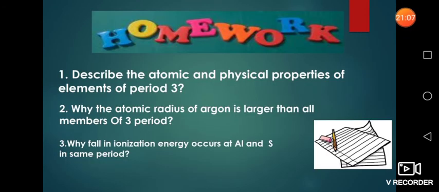Dear students, a homework page is provided to you at the end. The first question is: describe the atomic and physical properties of elements of period 3. This is from your chapter, and in most of the papers this question will appear. Question number 2 and 3 are from the exercise. So you all solve these questions in the form of an assignment, and this part will of course be included in your detention exams.